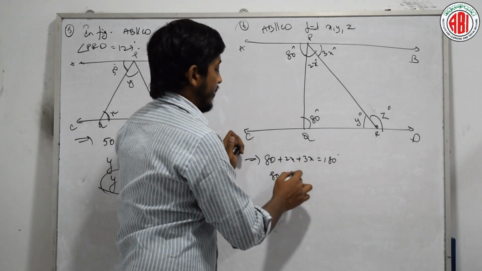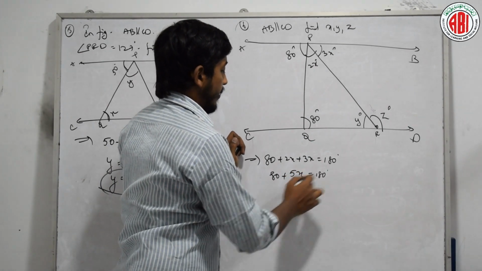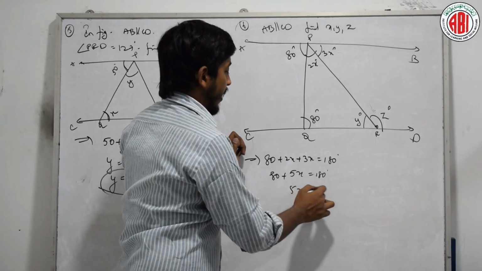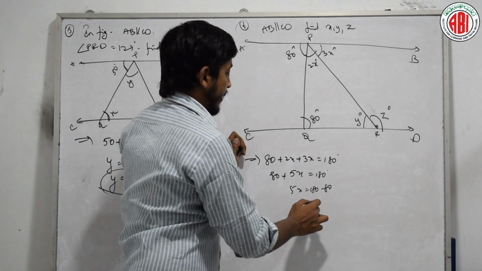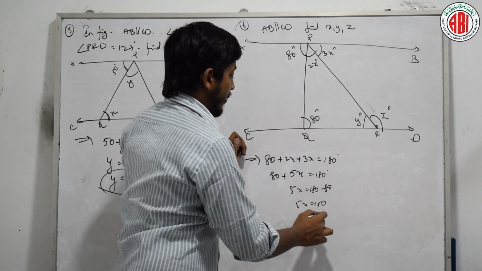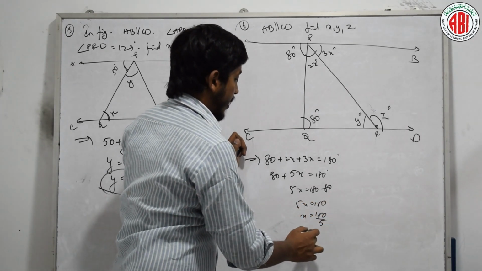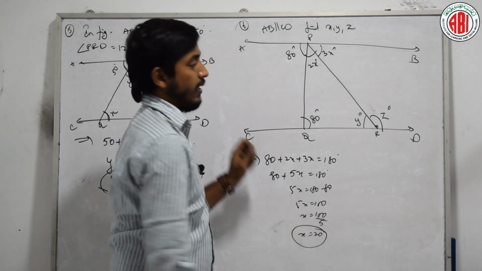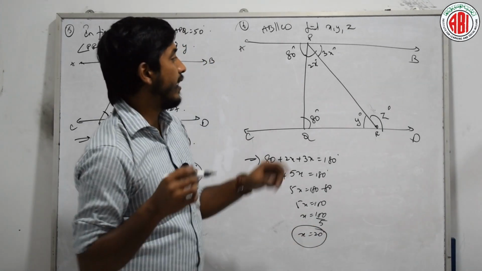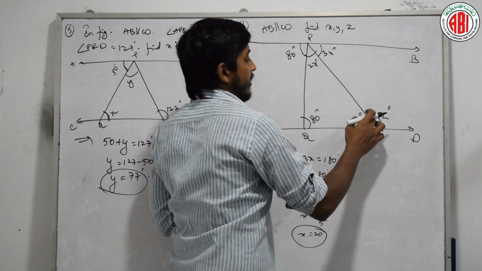80 plus 2 plus 3 is 5x. 5x is equal to 180 minus 80. 5x is equal to 100. x is equal to 100 by 5. That is x is 20. Clear? You do understand? And now next see here.